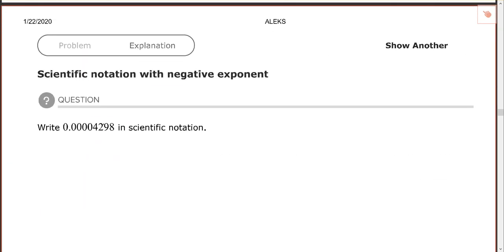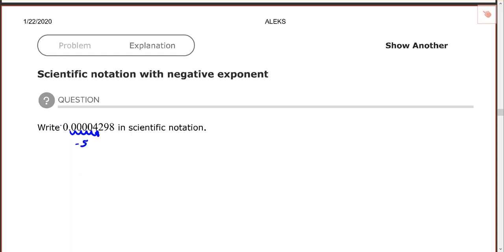All right, so here, scientific notation with the negative exponent, we have 0.00004298. We want to write that in scientific notation. So the key here is, where do you want your decimal to end up? I want it to fall in between the first non-zero digits. So I want it to fall in between the 4 and the 2. So to get it there, I need to move my decimal 1, 2, 3, 4, 5 times.